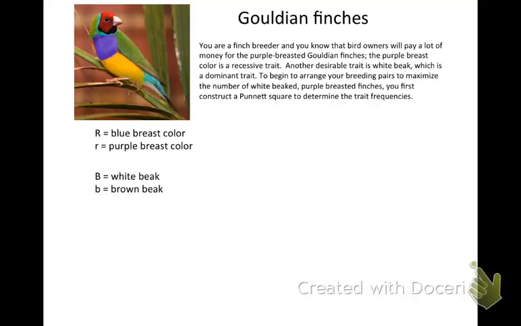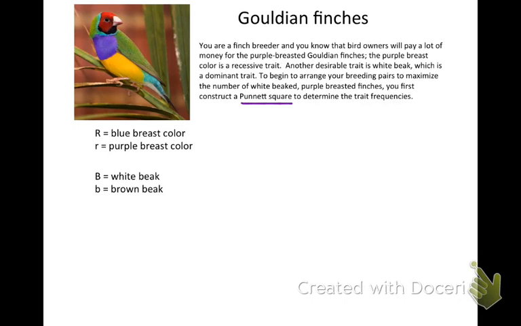I'm going to use an example with Gouldian finches to talk about how and why you might create a Punnett square and what information you can derive from this, and also how to use probability to understand and get the same information that you would get from a Punnett square.